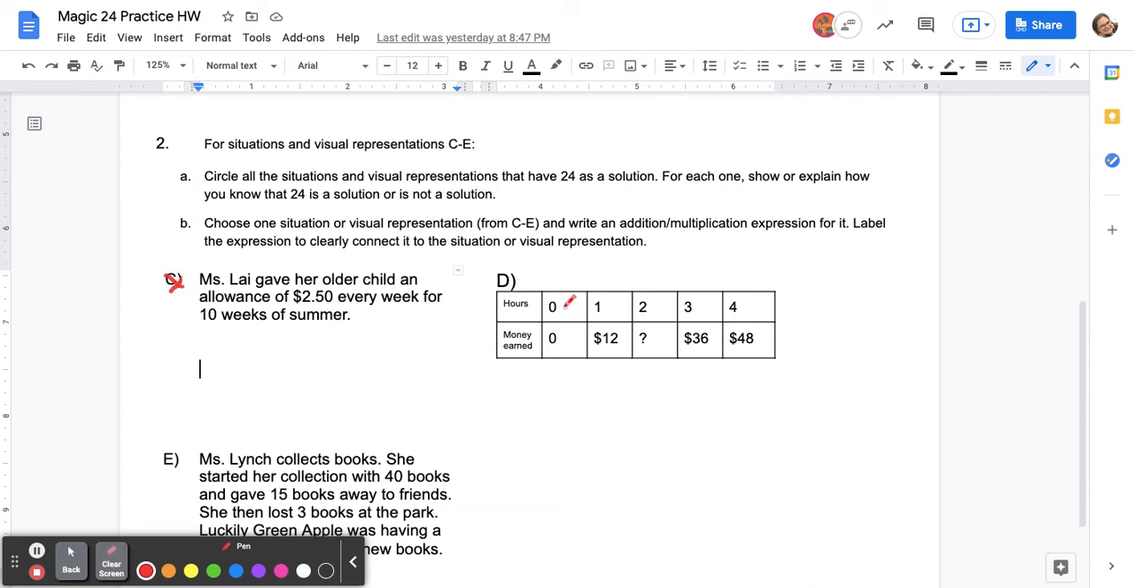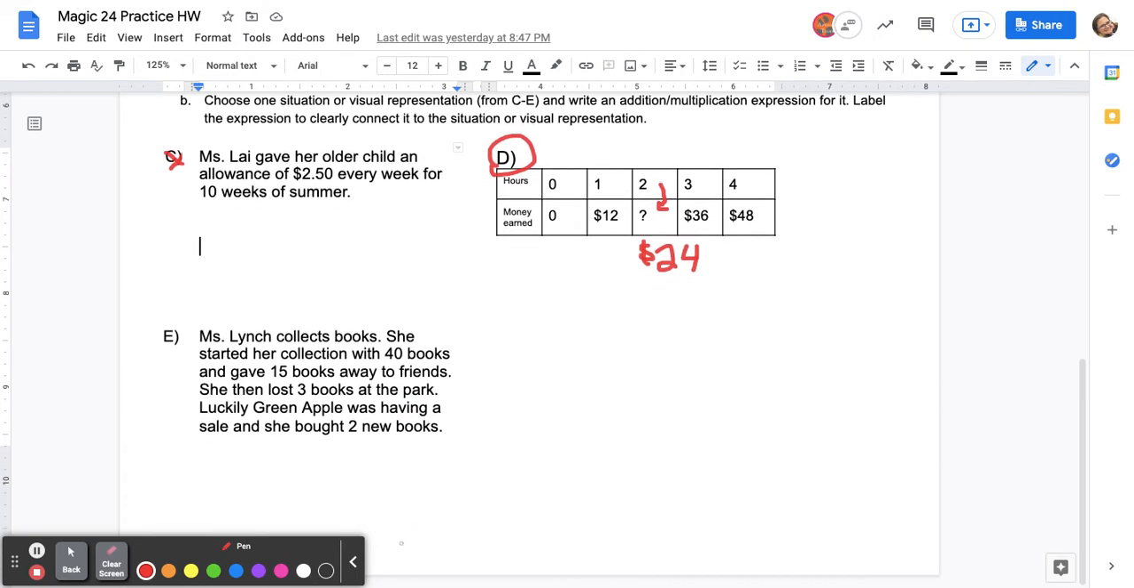Let's look at D. So D is a chart, and it looks like hours and money earned. So it looks like these are the hours that a student is working, and this is the money that the student is earning. And I'm asked to find at 2 hours, how much does the student earn? So at 0 hours, the student makes 0 money. That makes sense. At 1 hour, the student makes $12. So that's $12 for 1 hour. At 2 hours, question mark. 3 hours is 36, 4 hours is 48. So it looks like if at 1 hour, this student is making $12 an hour, at 2 hours, this student is going to have $24. And then add another 12 for 36 and another 12 for 48. So there's that repeated addition. So this one, the solution is 24. Woohoo!